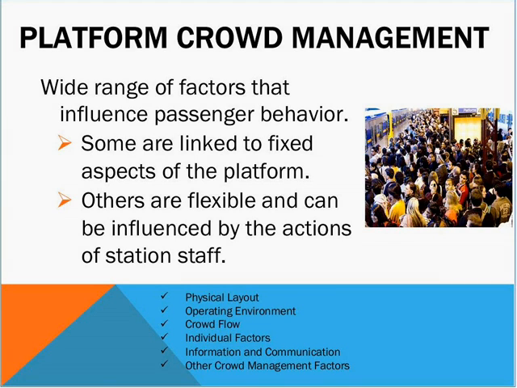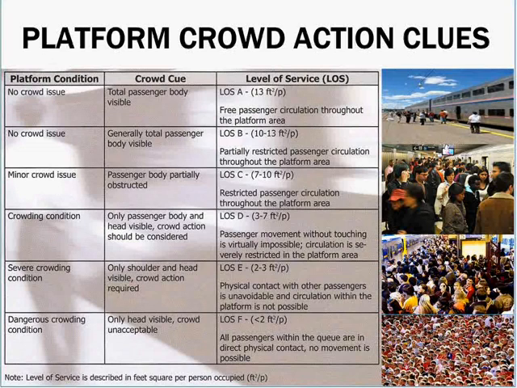And the things that need to be taken into consideration are the layout, the environment, how the crowd flows, the arrival and departure of trains, individual factors of the passenger, the types of passenger. Is it a passenger in Tokyo, a passenger in New York, or a passenger in Miami? Things of that nature. Whether or not a platform is crowded is very difficult to measure.